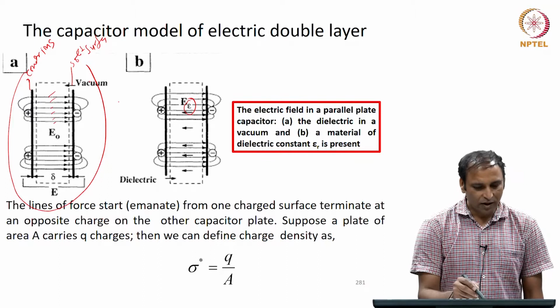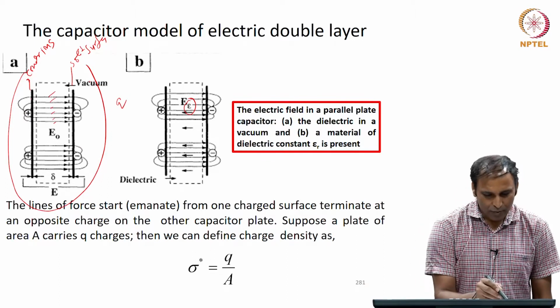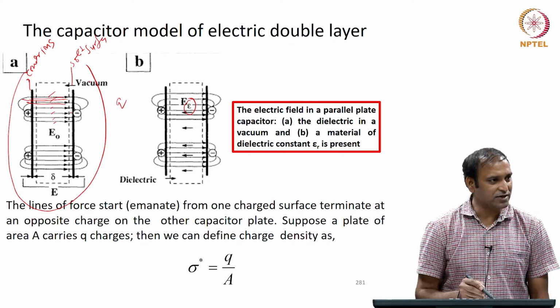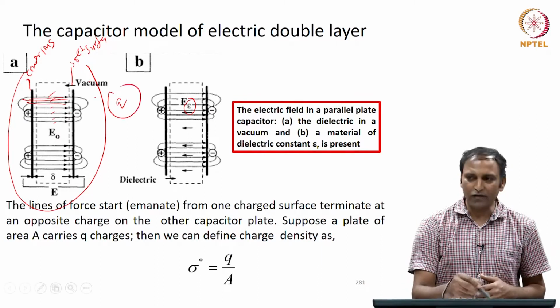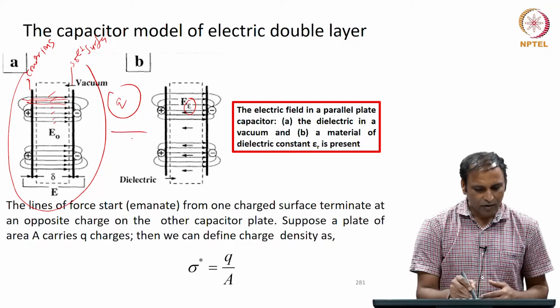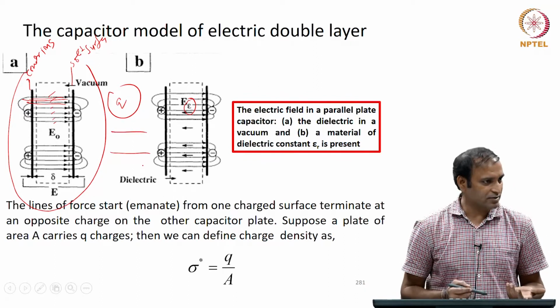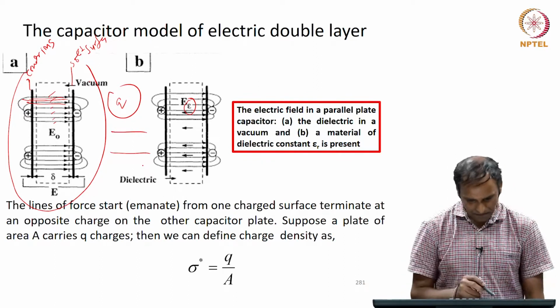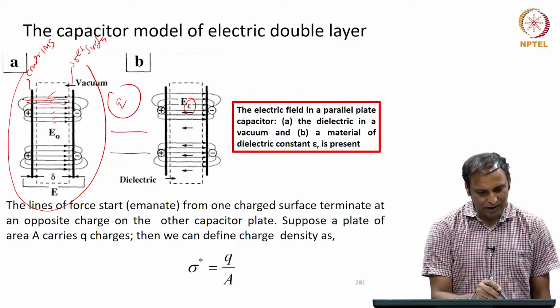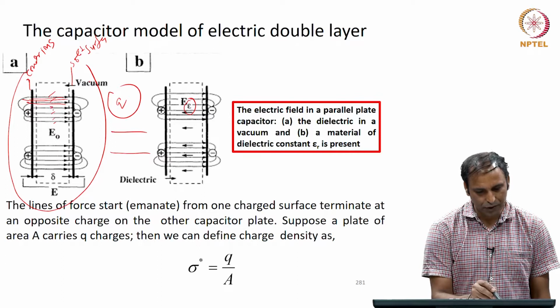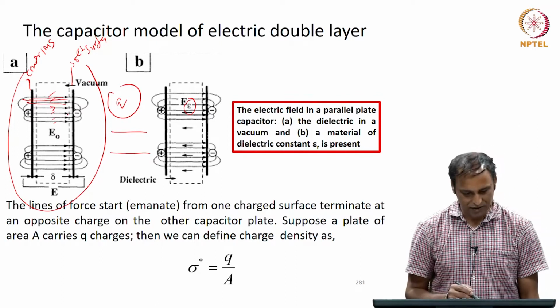If I have a very high Q, you are going to have many more lines closely spaced. However, if the Q is not very high, you are going to have sparsely populated lines, right. Now, by convention, as we said, the lines of force start from positive and go towards negative, right. That is the convention that is followed. Okay.